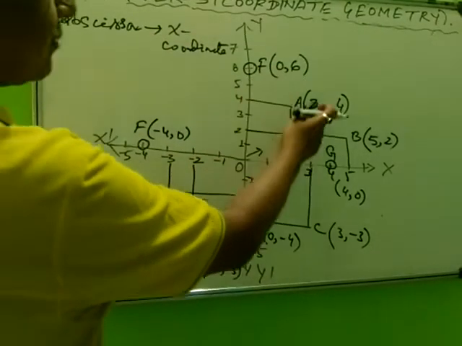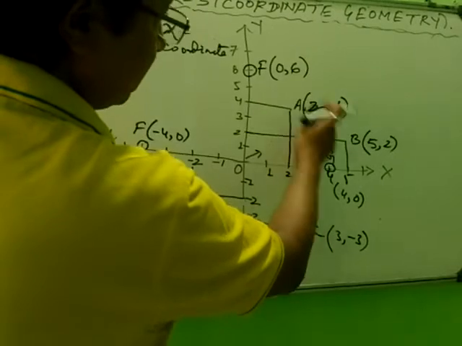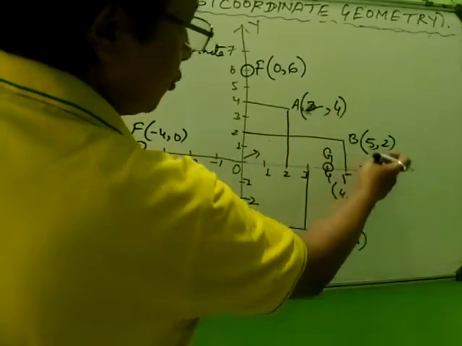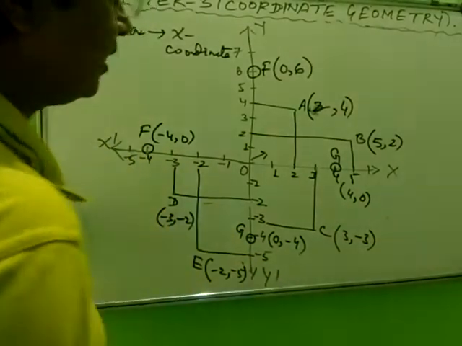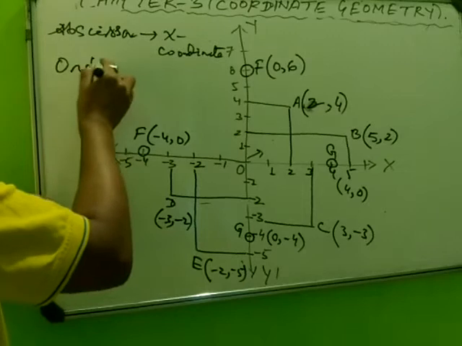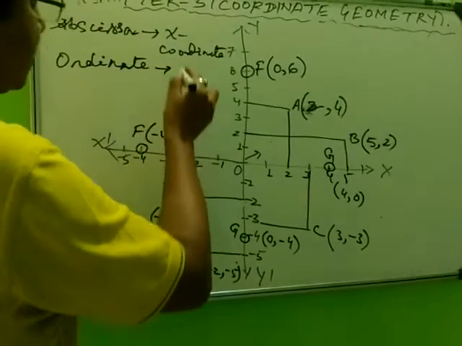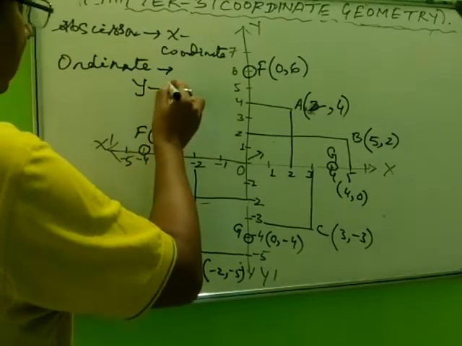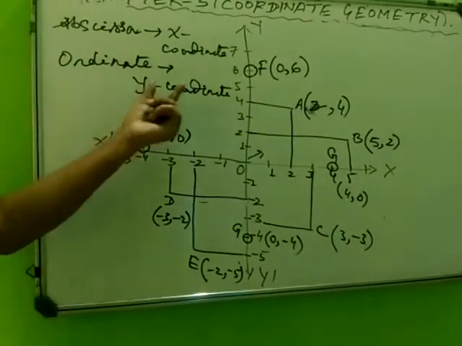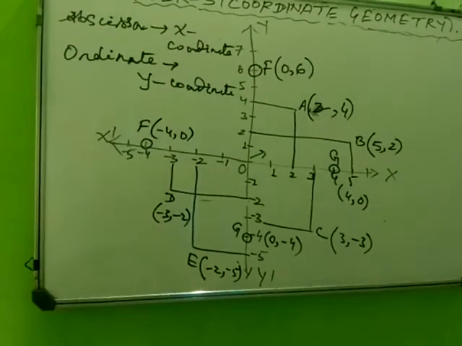These are our x coordinates. And the second coordinate is the y coordinate. So 6, 4, 2, 0, minus 3, these are the y coordinates, and they are called the ordinate, O-R-D-I-N-A-T-E. So the ordinate refers to the y coordinate, and the x coordinate is called the abscissa.